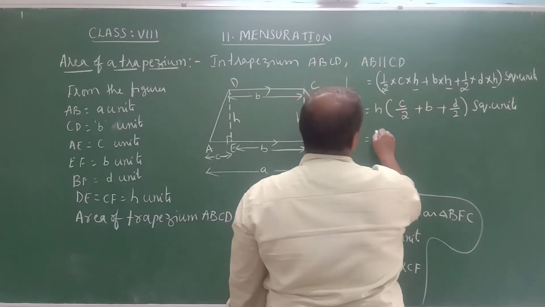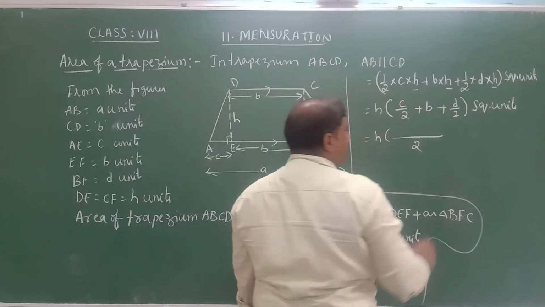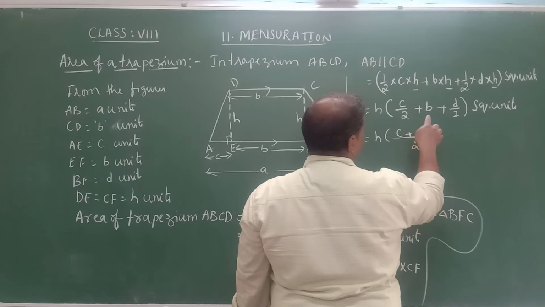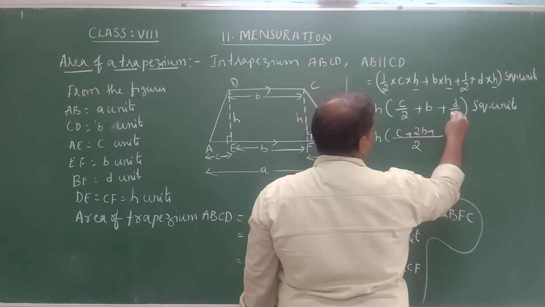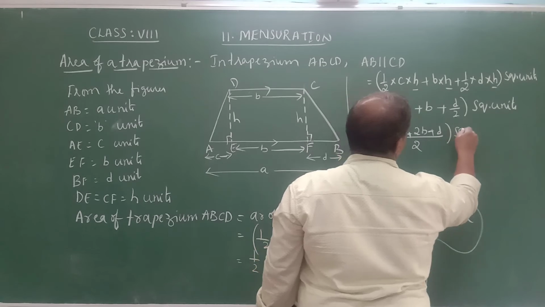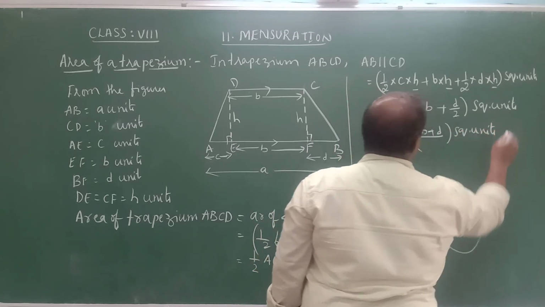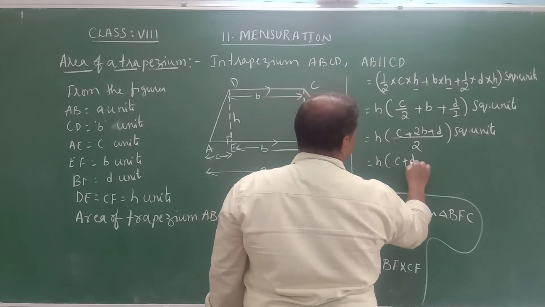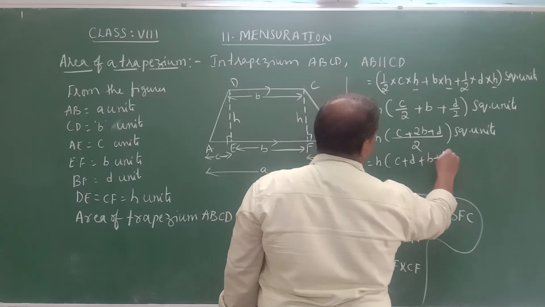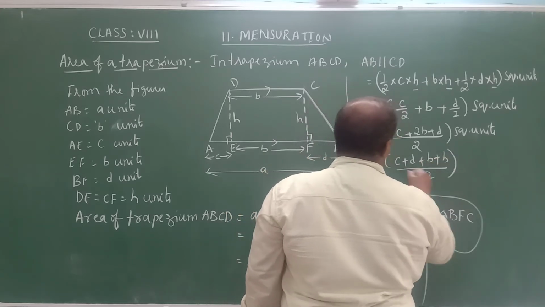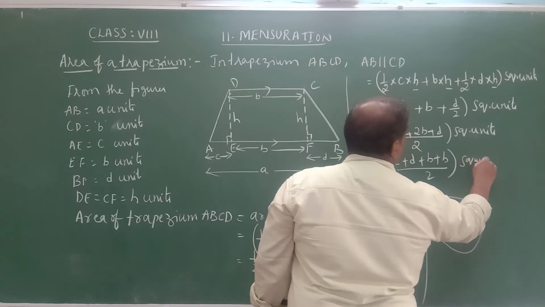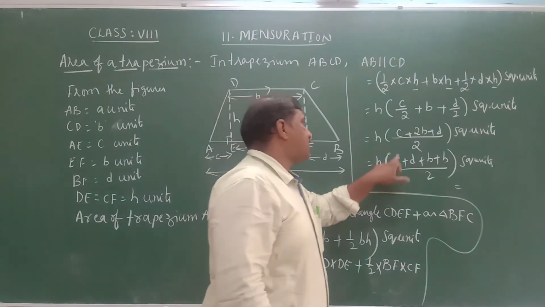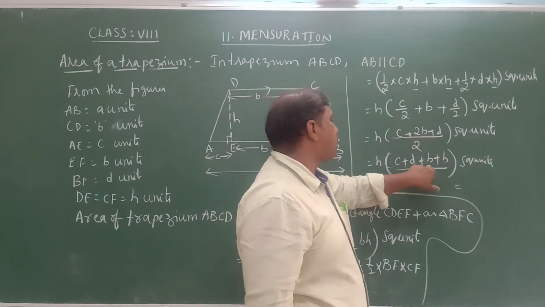Now take LCM inside the bracket. LCM is 2. Half into whole. 2 halves are 1. 1 into C it is C, plus 2 into B, 2B, plus 1 into D it is D, square units. Now it is H into C plus D plus 2B, divided by 2, square units, that is equal to half into C plus D plus 2B as B plus B.